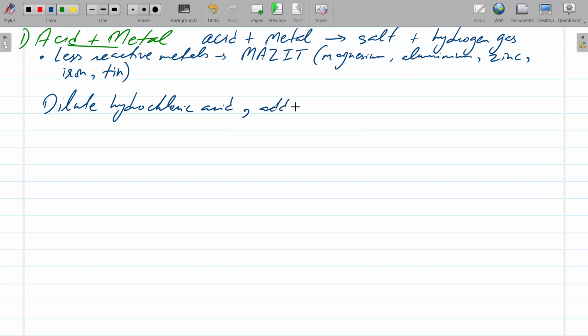And you add excess of magnesium ribbon. What's magnesium ribbon? It's magnesium in the form of a ribbon. Remember, metals are malleable, like in the form of a ribbon. So basically, strands of magnesium, something like this. It's been processed to look like that. You don't take a lump and just throw it in there. You don't do that.